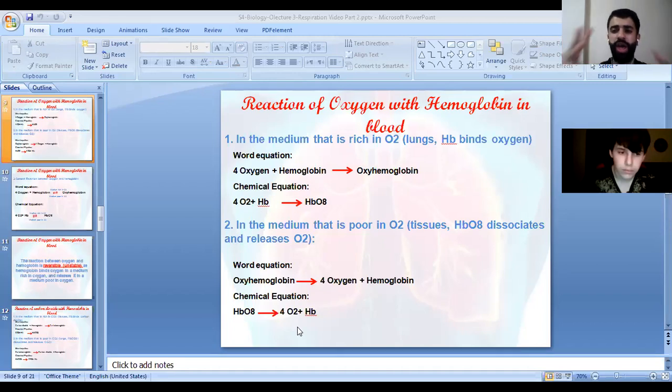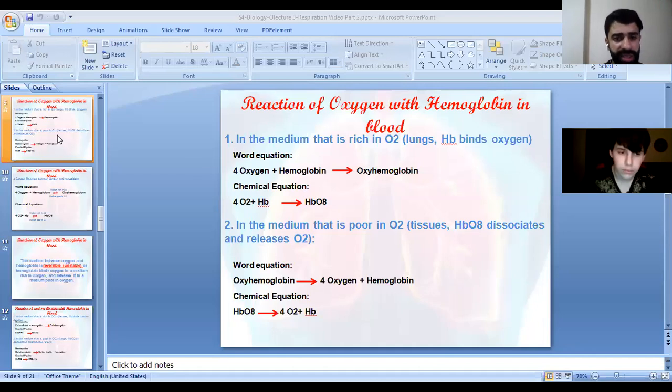So oxyhemoglobin will dissociate, will break down to give oxygen plus hemoglobin, while the chemical equation is HbO2 gives O2 plus Hb. Wait a minute. The medium rich is the opposite of the medium poor. In the medium rich, oxygen plus hemoglobin gives oxyhemoglobin, while in the medium poor, the opposite: oxyhemoglobin will give hemoglobin and oxygen.